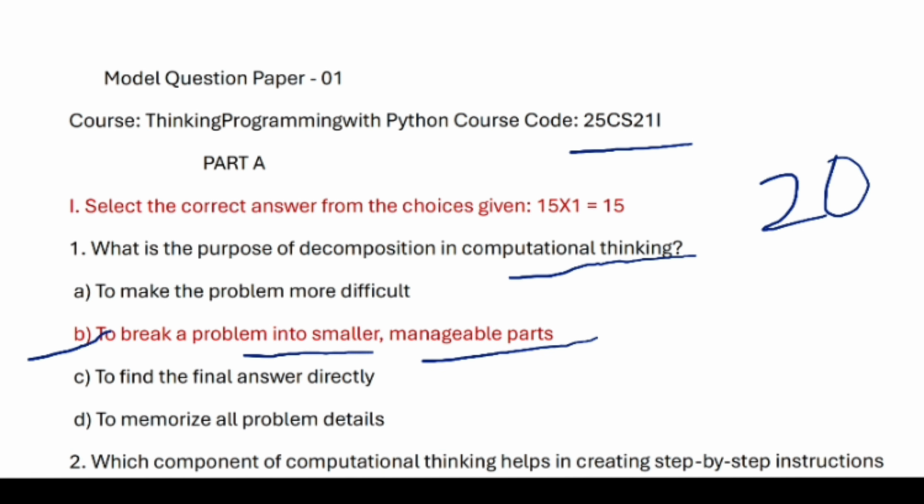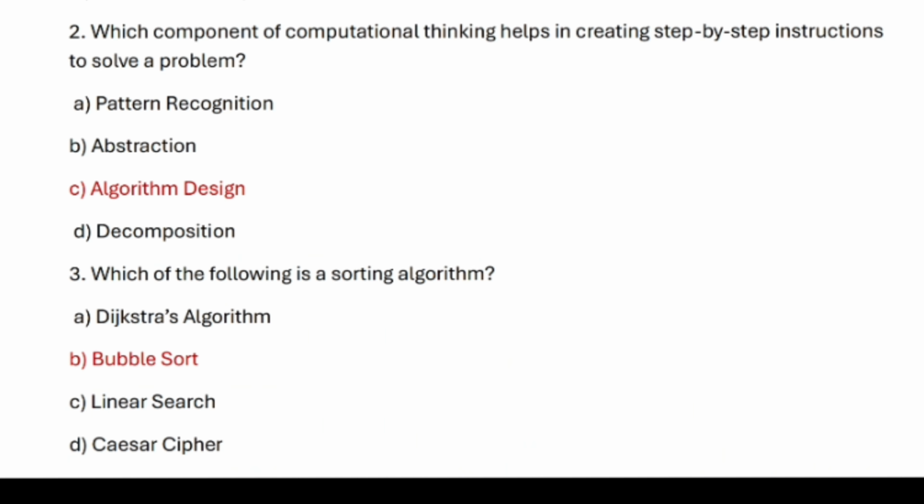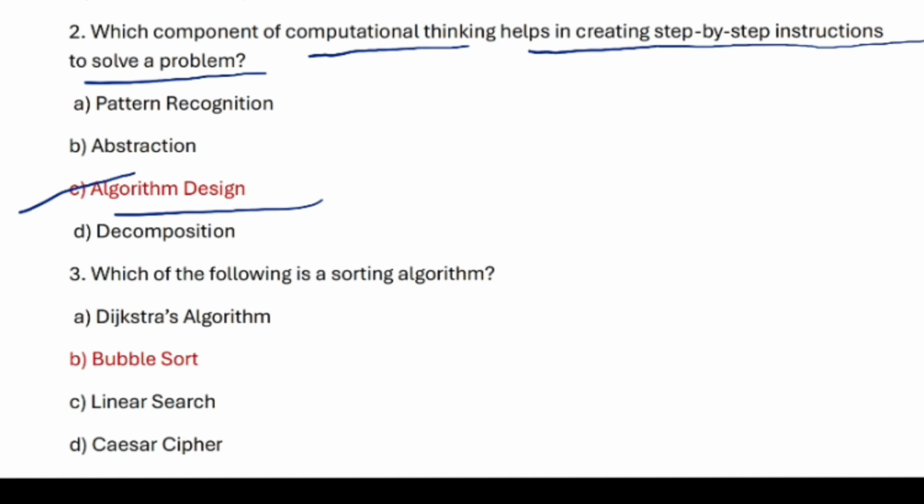The second question: which component of computational thinking helps in creating step-by-step instructions to solve the problem? The answer is algorithm design, option C. Next question: which of the following is a sorting algorithm? Option B, bubble sort, is the sorting algorithm.